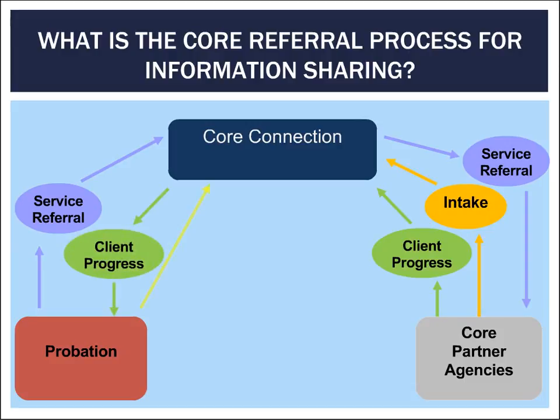Client-specific information, such as a change in status, updated addresses or phone numbers, or other client information, is sent to Core Connection from probation and disseminated to the service providers. This information, the referral, the intake, client progress, and the client information are all used to evaluate the outcomes of core services. These outcomes are reported to probation, the community, and the Community Corrections Partnership, or CCP.